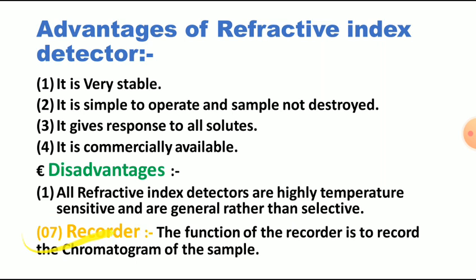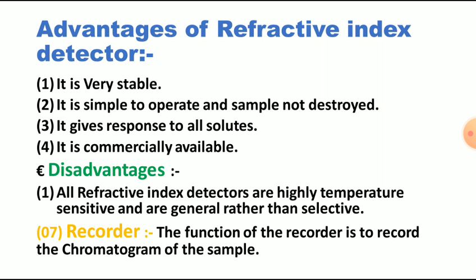The last component will be the recorder. All of you know the function of the recorder. The function of the recorder is to record the chromatogram of the sample. This is the function of the recorder of the HPLC instrument. This is the last component of the HPLC instrument. Here the instrumentation part of the HPLC will be completed.